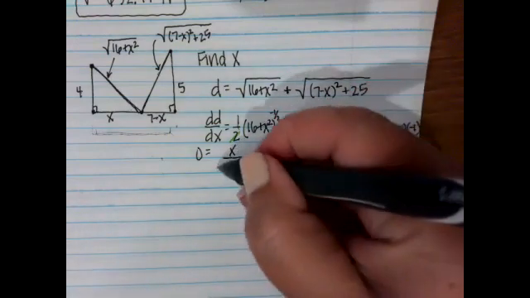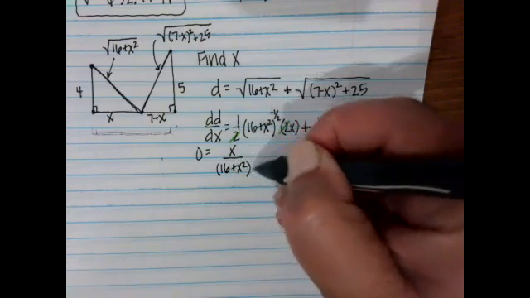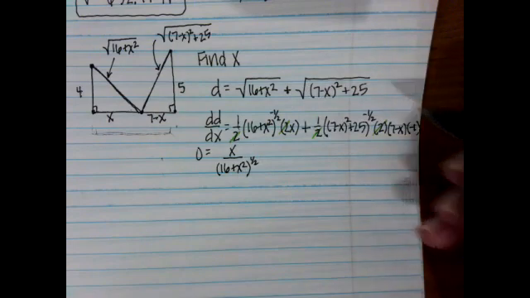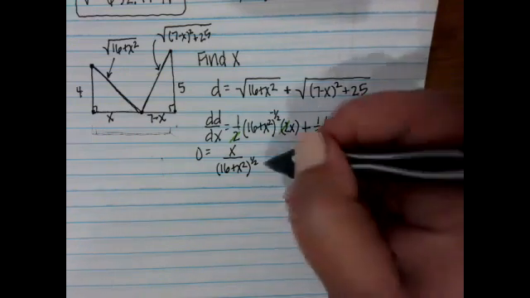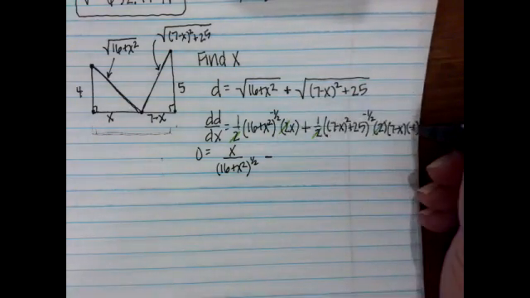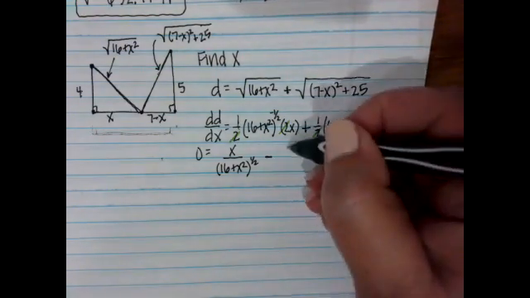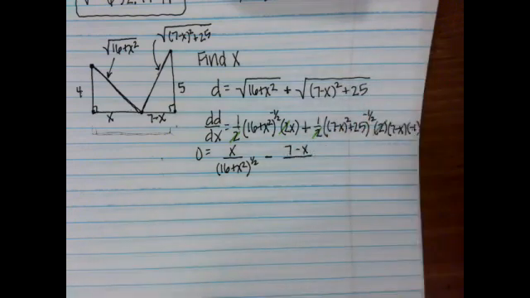And then I'm going to bring this down to the denominator, 16 plus x squared, and make that to the positive 1/2 power. And then I'm going to probably bring that minus here and make that minus. So this minus and that plus makes that minus. Then I'm going to put that up in the numerator, 7 minus x over, and then bring all of this to the denominator.